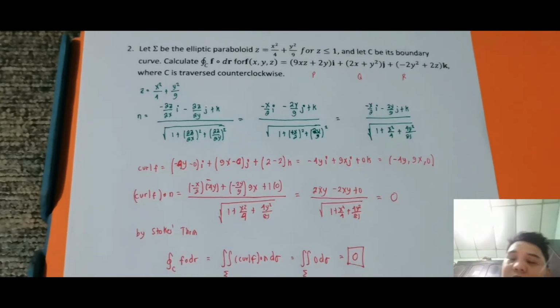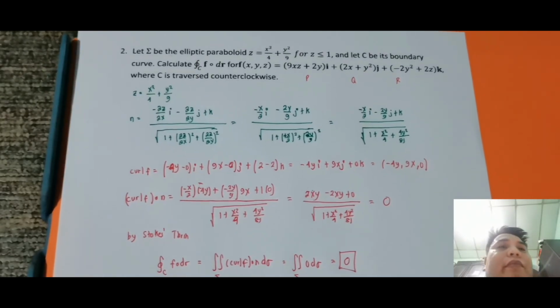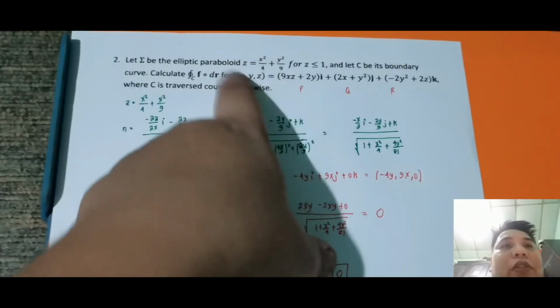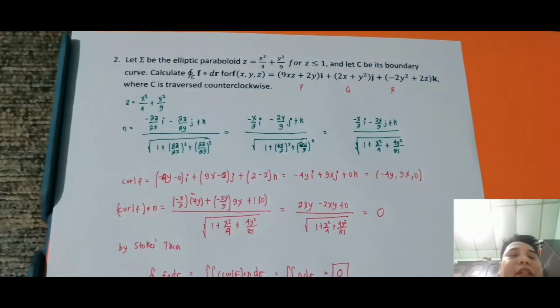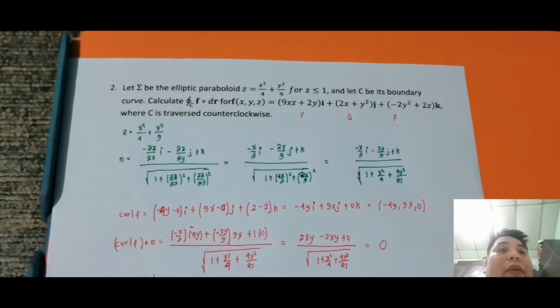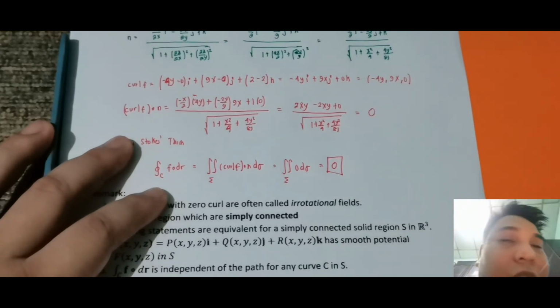magiging position vector natin dito, check ko lang din. So similar pa rin, x pa rin, no? So x, y, tapos ito yung z. So ganun pa rin. X of x, y is x, y of x, y is y, then z of x, y is x squared over 4 plus y squared over 9. So ganun pa rin naman. Okay, so para sa position vector, if ever lang hinanap nyo, no?